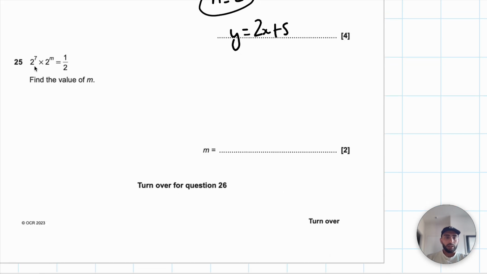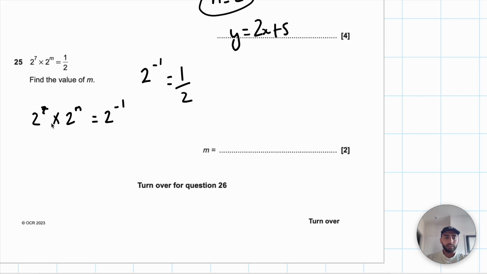Question 25. 2 to the power of 7 multiplied by 2 to the power of m equals 1/2. Find the value of m. How could I rewrite this half as a power of 2? I know that if I have 2 to the power of negative 1, it will make this the reciprocal of 2, so that'd be 1 over 2. I'm going to rewrite this as 2 to the power of 7 times 2 to the power of m is equal to 2 to the power of negative 1.